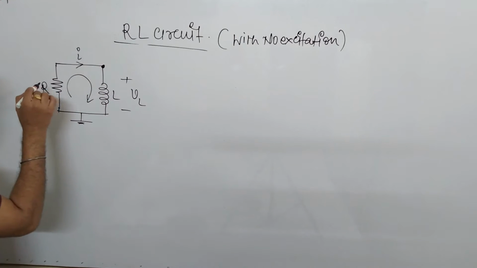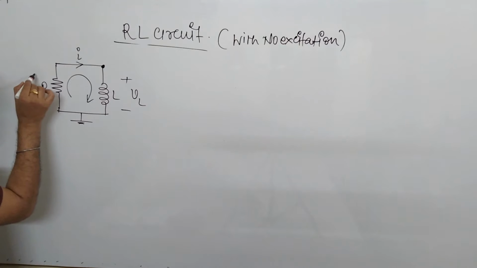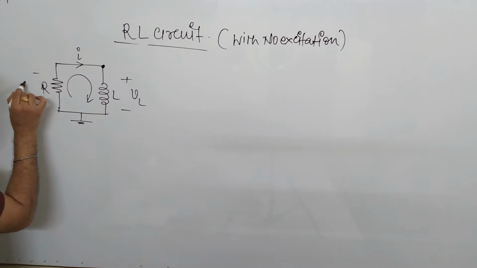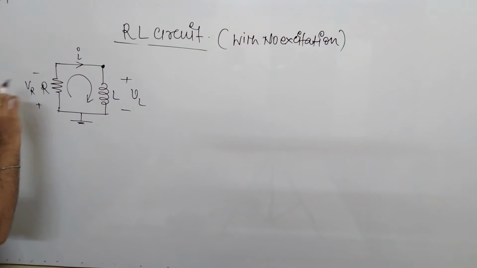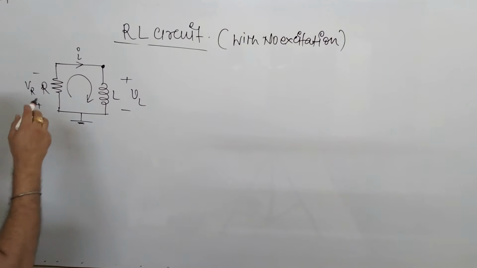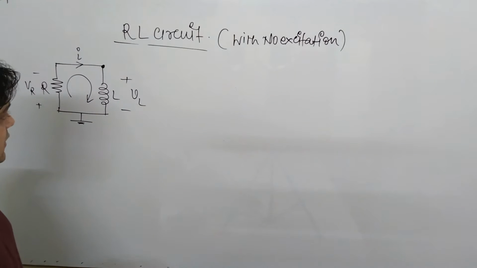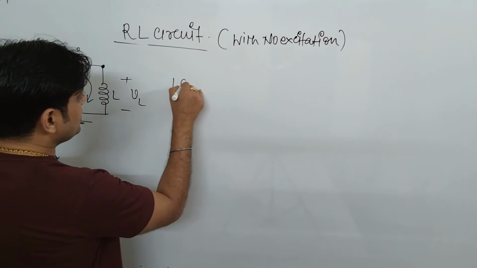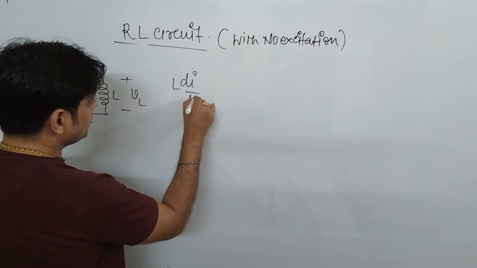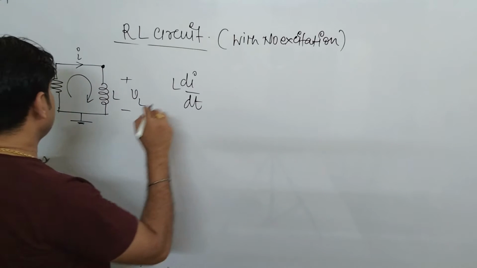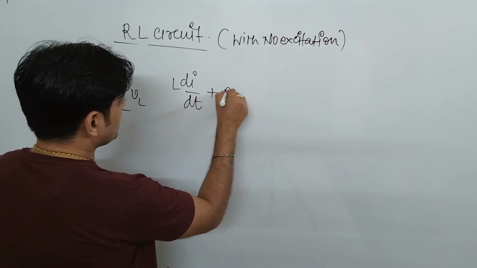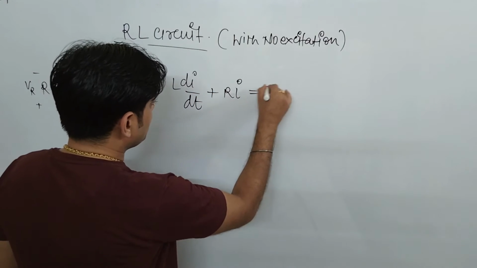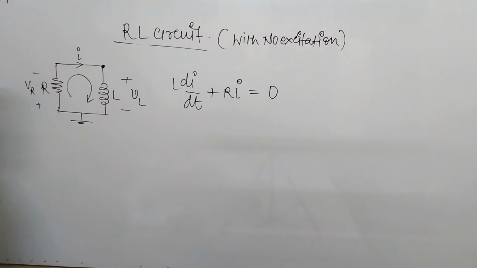So if you talk about the voltage here, this voltage will be minus plus, and here VR. If you write a KVL equation here, you can say that L di by dt, the voltage appearing across the inductor, plus R into I, is equal to 0. This is our equation first.